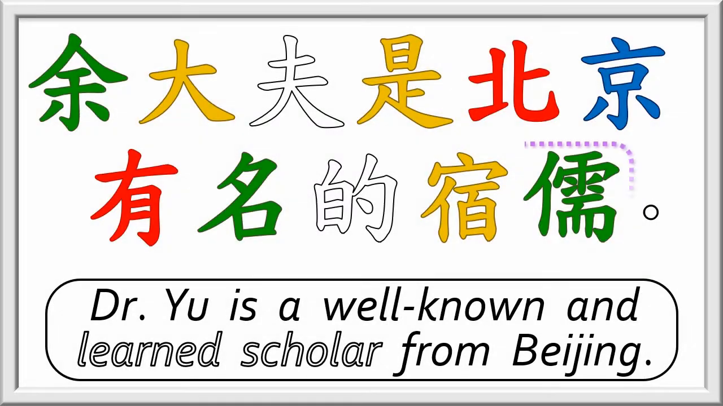This next sentence is an example of the dormant within idea. 尤大夫是北京有名的宿儒. Dr. Yu is a well-known and learned scholar from Beijing. Obviously, what the phrase 宿儒 implies is that this individual has attained the level of a Confucian scholar. The master resides within him.